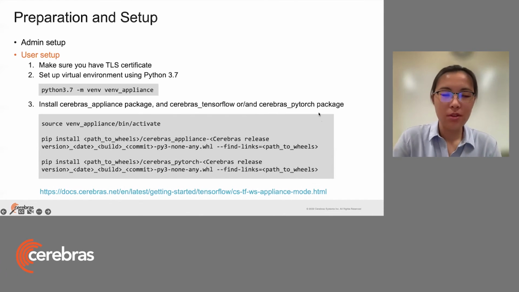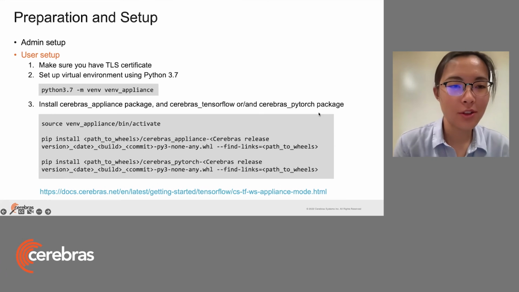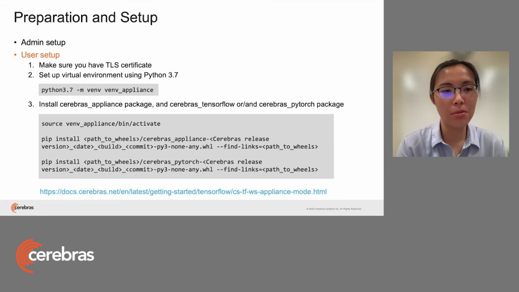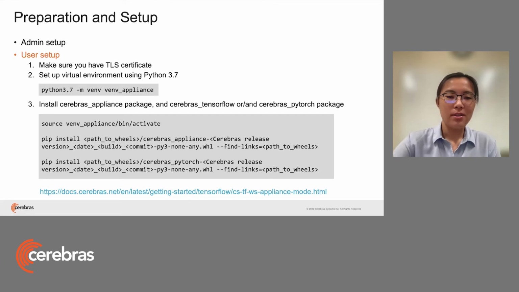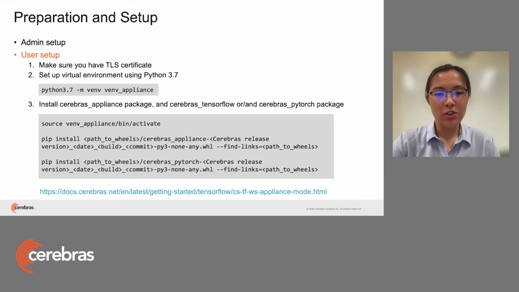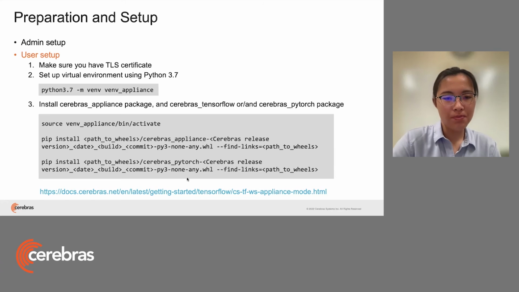In order to run your jobs, there are a few short preparation setup steps that have to be completed. First of all, the administrator has to prepare the appliance and set it up. But for users, there are 3 steps. First, you need to make sure that you have a TLS certificate for authentication so that you can work with the appliance. Second, you will need to set up a virtual environment with Python 3.7. Within this virtual environment, for step 3, you will need to install some Python wheels.